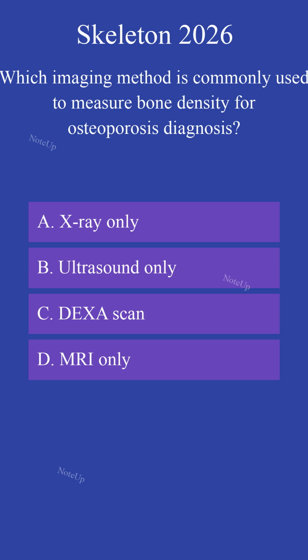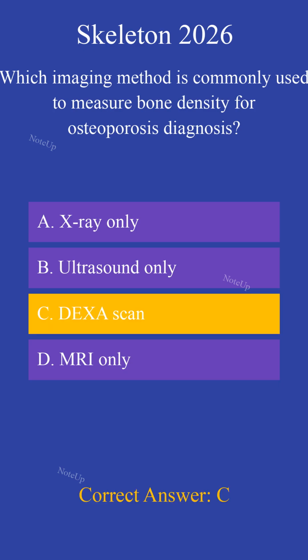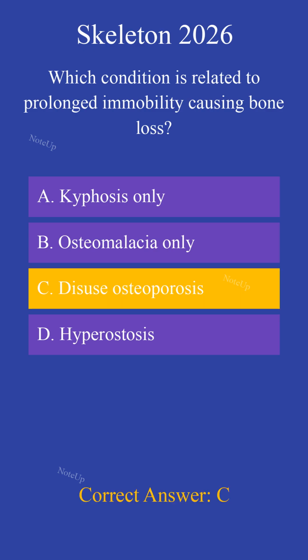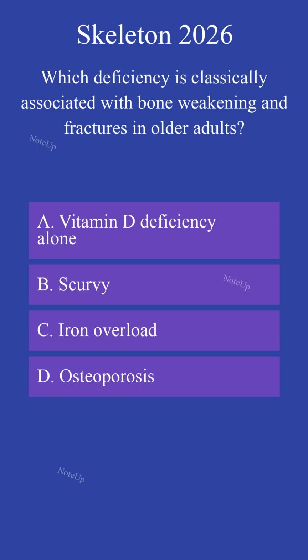Which imaging method is commonly used to measure bone density for osteoporosis diagnosis? The correct answer is C. DXA scan. Which condition is related to prolonged immobility causing bone loss? The correct answer is C. Disuse osteoporosis. Which deficiency is classically associated with bone weakening and fractures in older adults?